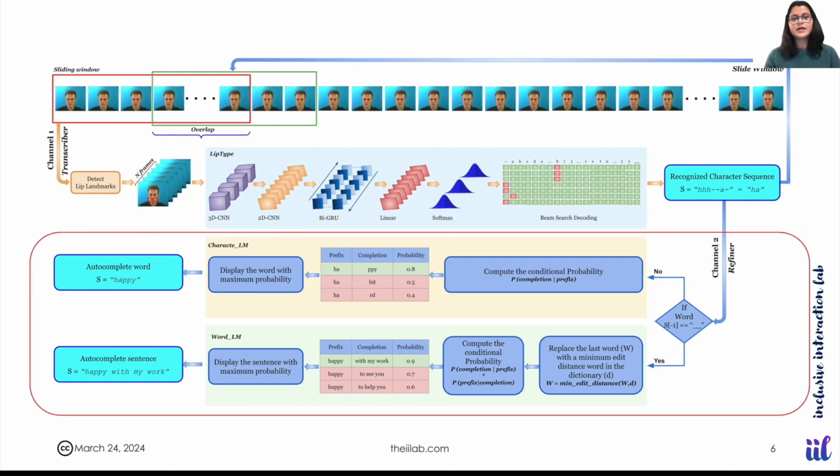We also developed a reviewer channel that provides real-time feedback by displaying the most probable words and sentences for auto-completion based on the recognized prefixes using both character and word-level language models. This enhances user interaction and aids in continuous speech processing. Both the transcriber and reviewer channel run in parallel. This setup not only allows real-time processing, but also offers the user continuous visual feedback throughout the silent speech recognition process.